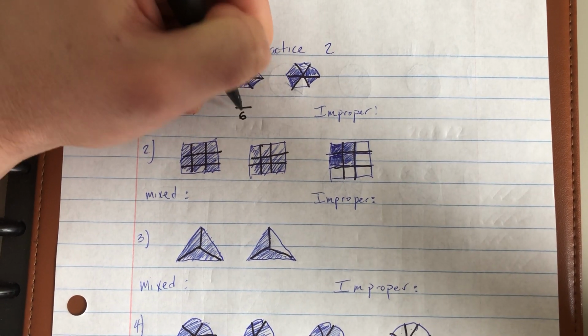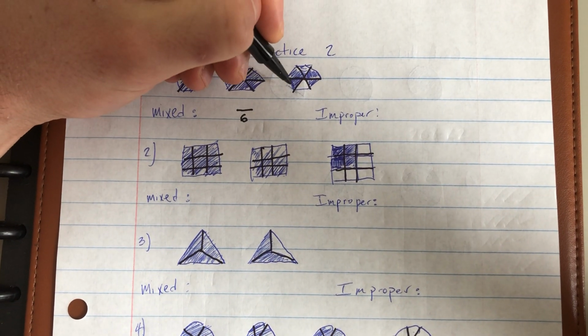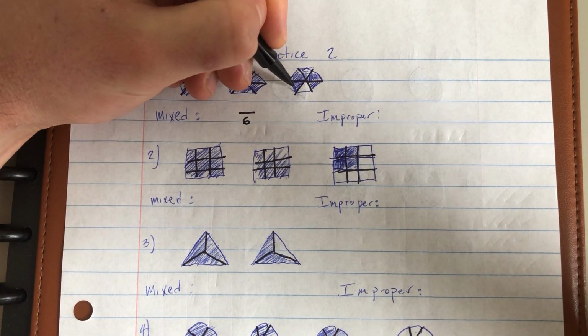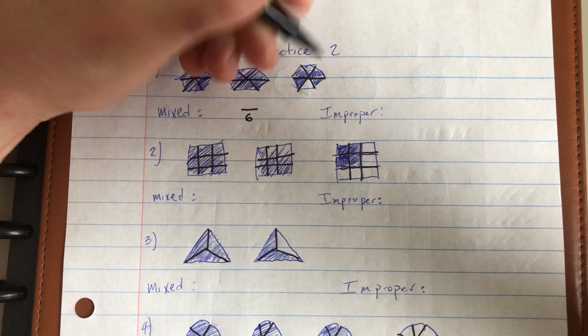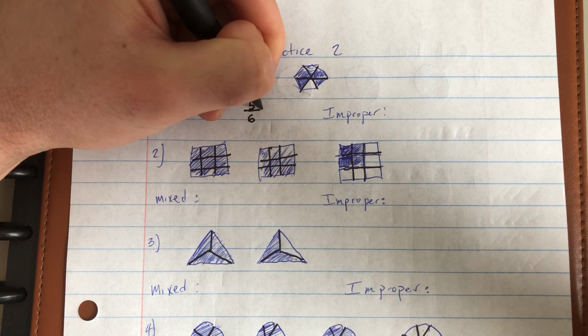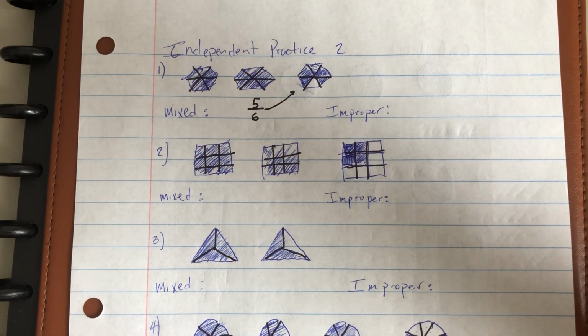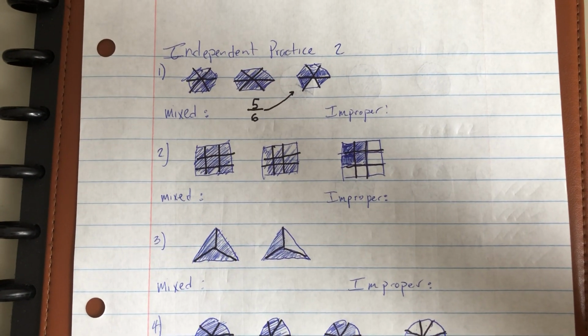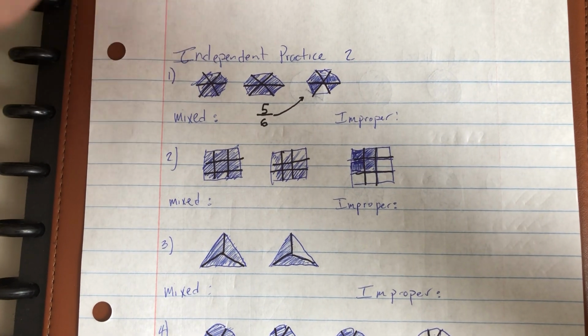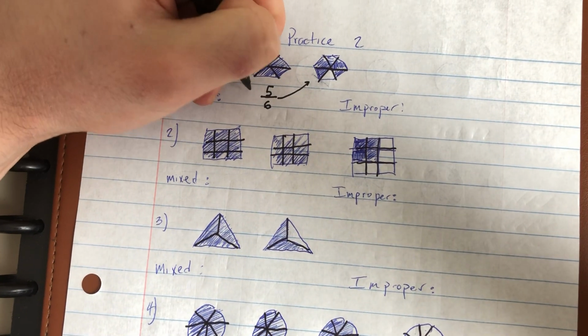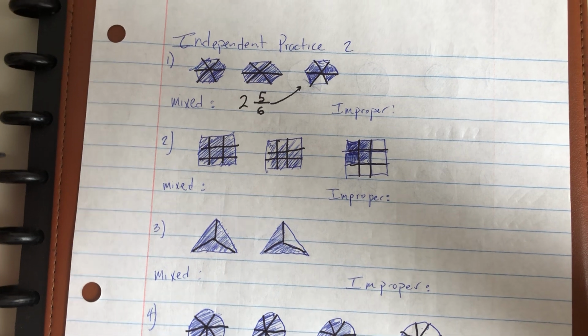My denominator is 6. I then look at the fraction that has less than 1, and I count those shaded parts. 1, 2, 3, 4, 5. My fraction is 5/6, and then I count the total number of wholes that have all the parts shaded in. 1, 2. My mixed number is 2 5/6.